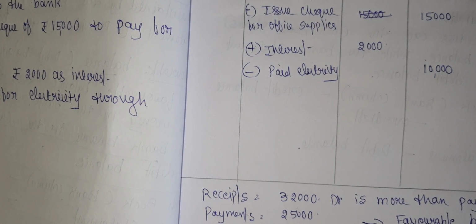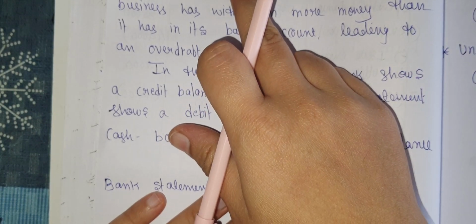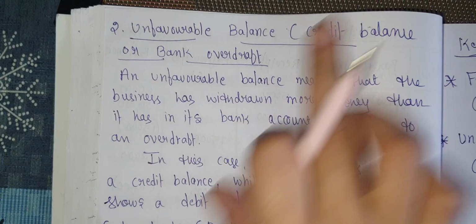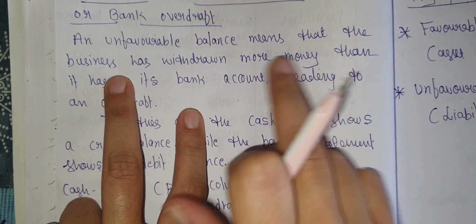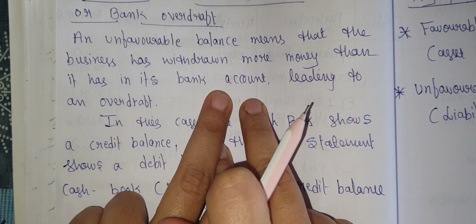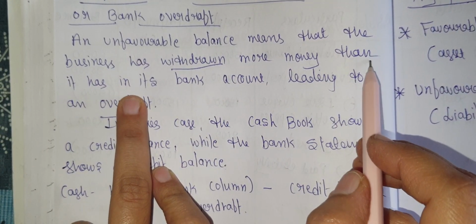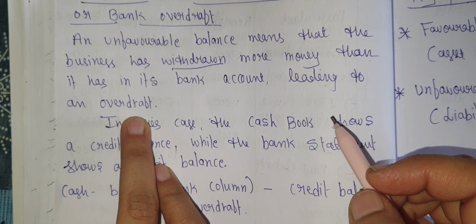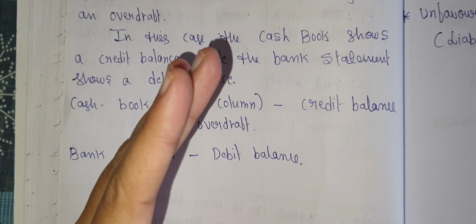Now let's see the unfavorable balance. Here we will call unfavorable balance also as a bank overdraft. Bank overdraft. See here. An unfavorable balance, it means that the business has withdrawn more money than it has in its bank account. It means what? Business has withdrawn more money than it has in its bank account, leading to an overdraft. It leads to overdraft. In this case, the cash book, it shows a credit balance.